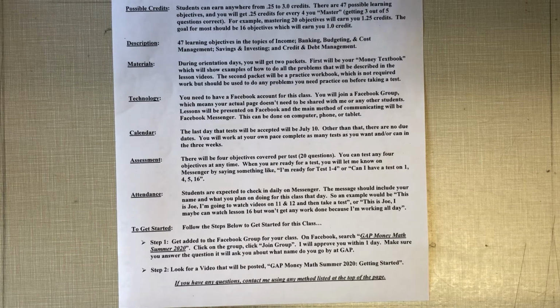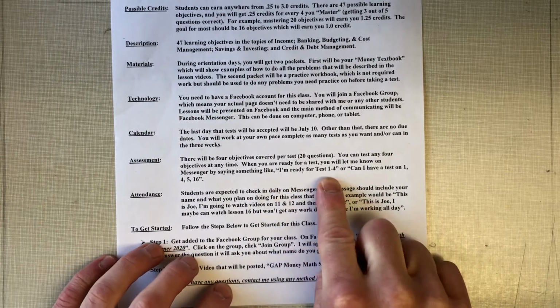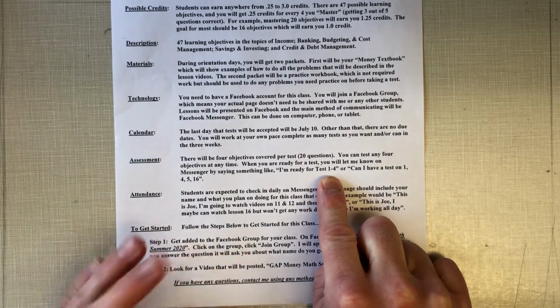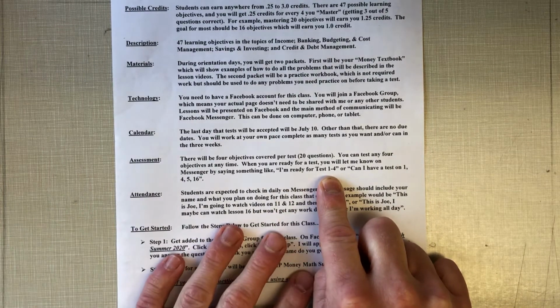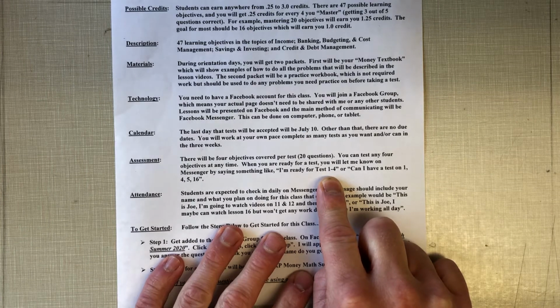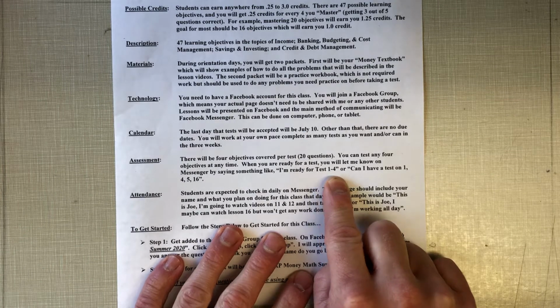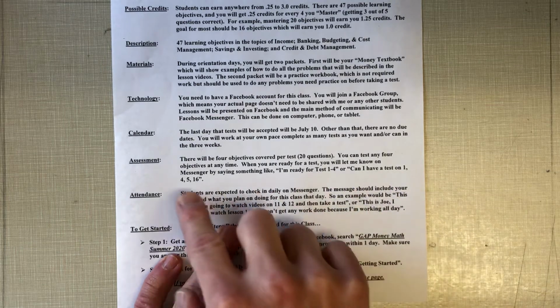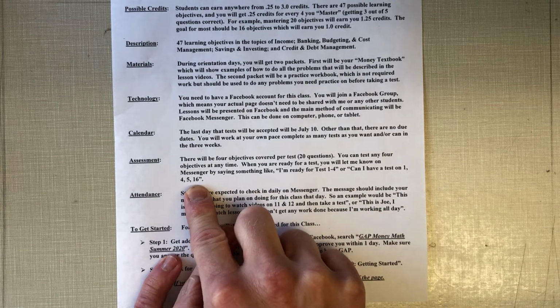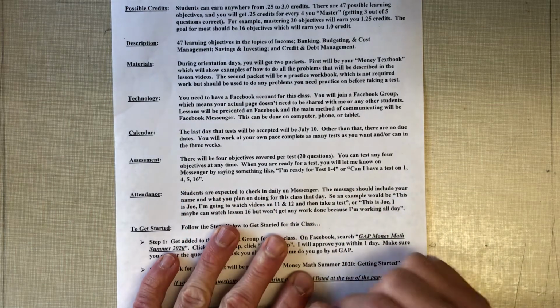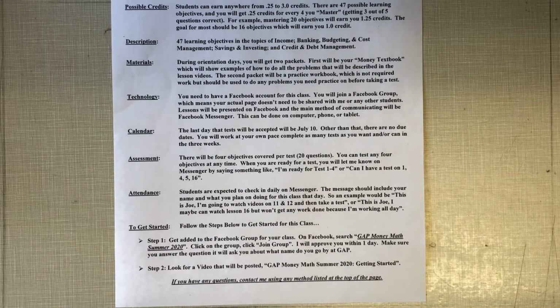So when you are ready for a test, you're just going to send me a message, and you could say something like, I'm ready for test 1 through 4. That means a test on objectives 1 through 4. But they don't have to be in order. So you could say, can I have a test on 1, 4, 5, and 16? If you want to page through and find all the ones that you think are the easiest, do that.